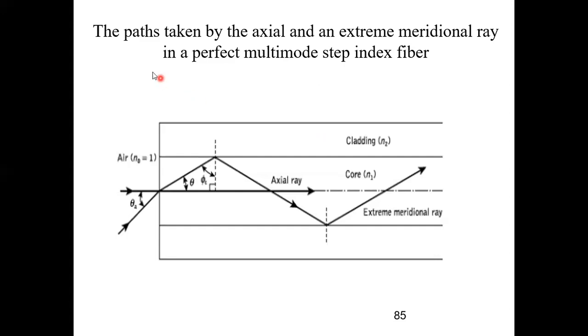Okay, so just draw this diagram and then I will dictate a few sentences. This is the path taken by the axial and an extreme meridional ray in a perfect multimode step index fiber. We are not going for a multimode graded index fiber.